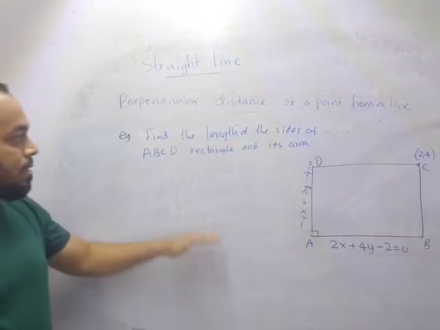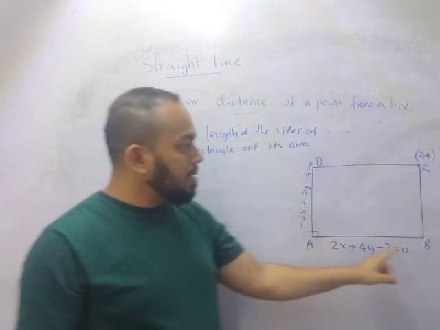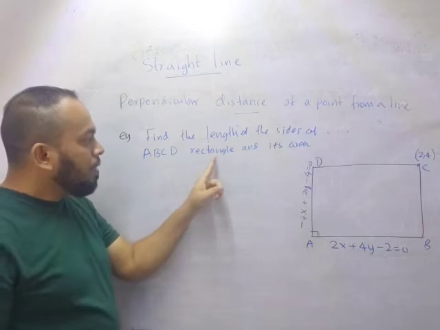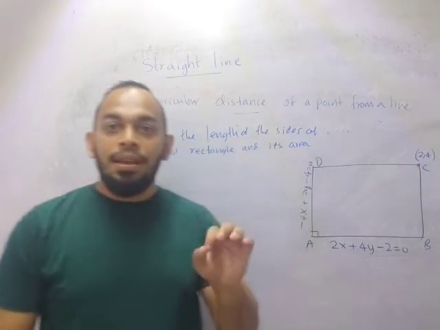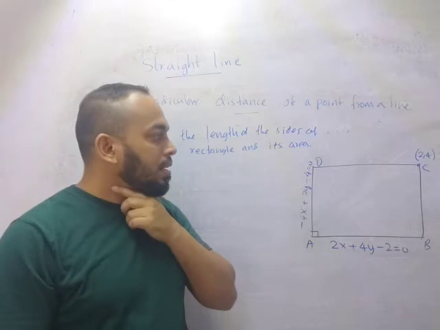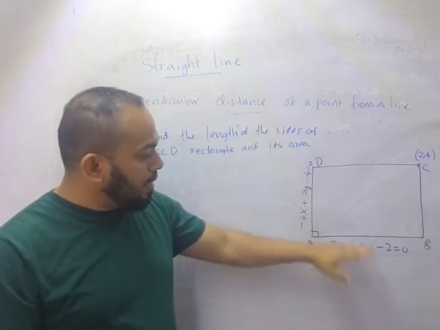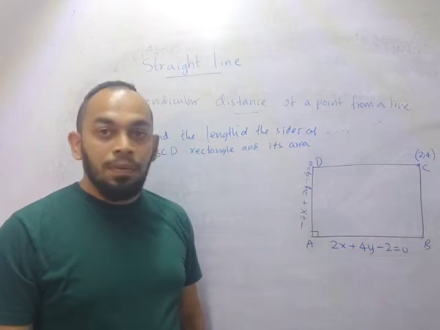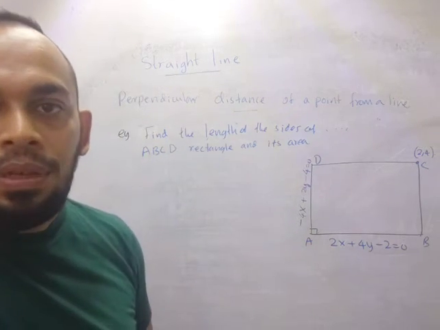Right. So look at this example. Find the length of the sides of ABCD rectangle. Now ABCD is a rectangle. First you have to find the lengths of the sides and its area. Right. So if you find the lengths of the sides, then you can find the area right away. So that's easy. Now look at this problem. The equations of the lines AB and AD are given, and a point is given. Right. Point is given. Okay.